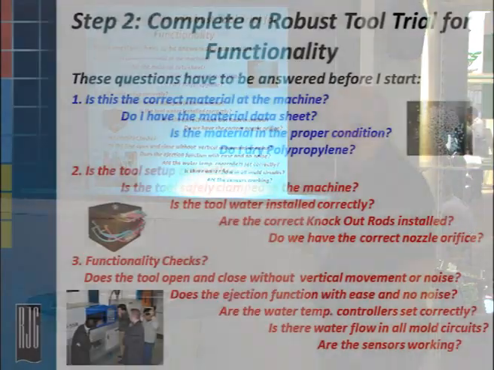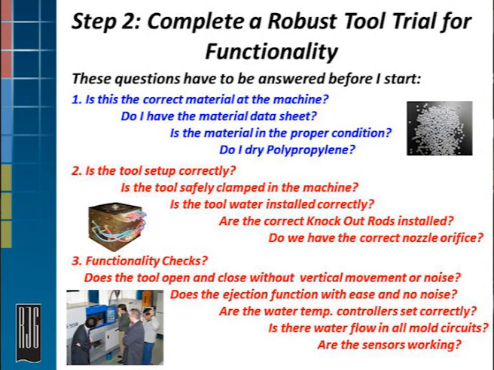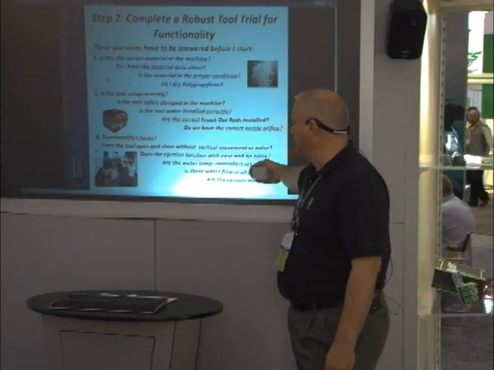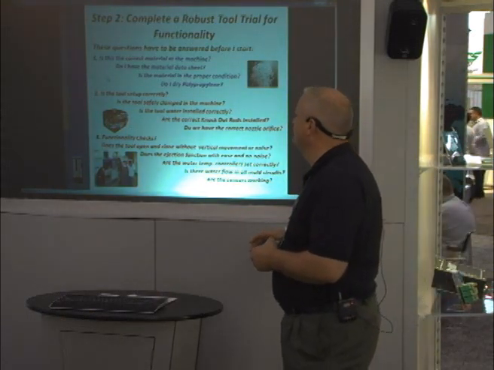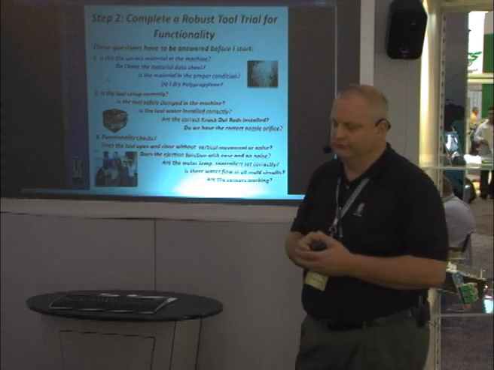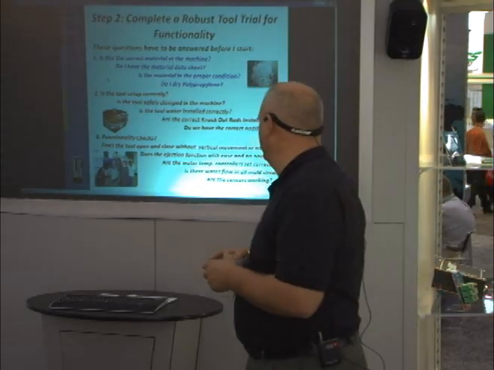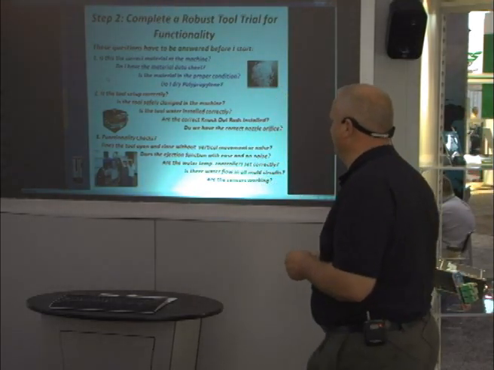Is the tool set up correctly? Is it safely clamped to the machine? Is the water installed correctly? Are the correct knockouts installed and things like that? Once I've done these functionality checks, then I want to obviously understand, does the mold open and close? Does it do some other things? Do the ejectors work? And this is really the fundamental stuff of understanding the functionality of the mold.